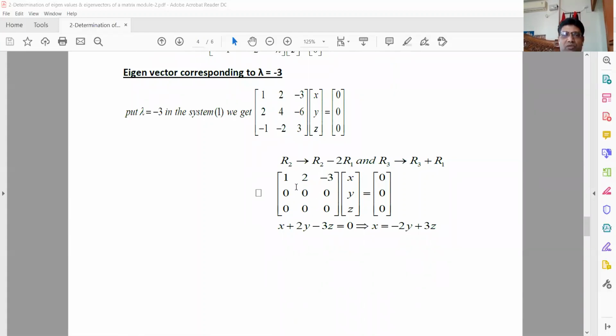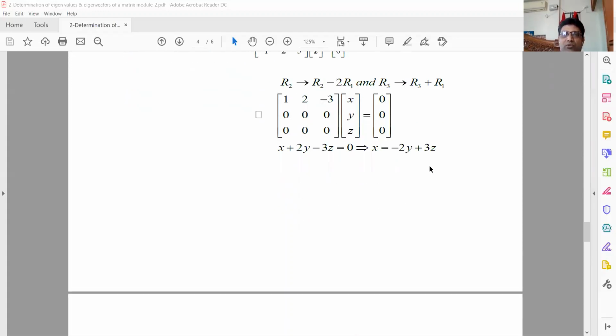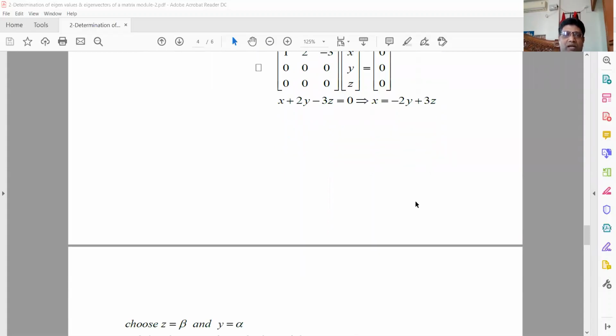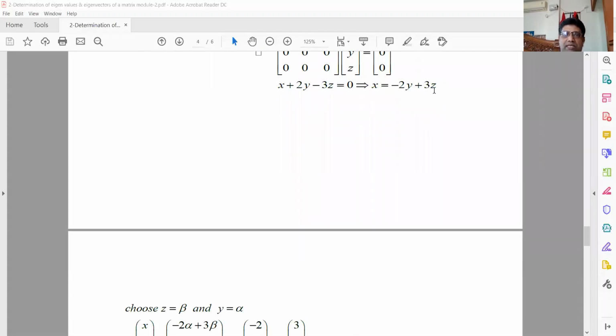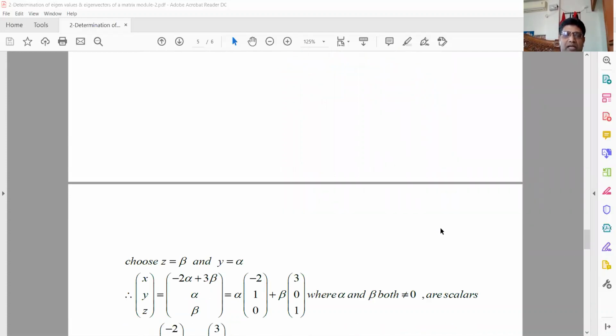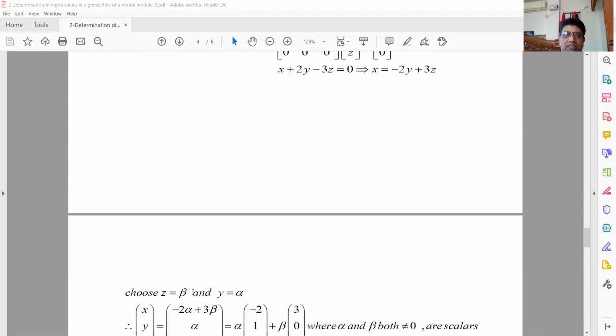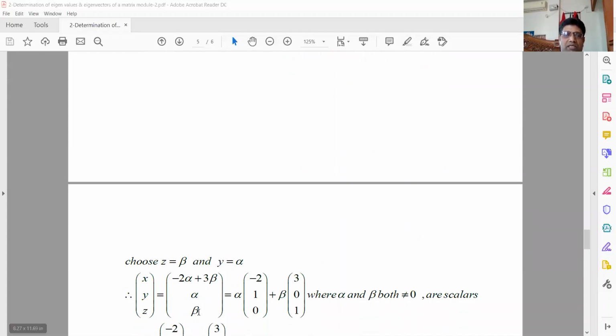By back substitution, we got x plus 2y minus 3z equals 0. From this, x is minus 2y plus 3z. So here I have to choose y and z. I am choosing z as beta and y as alpha. Then I will get xyz equals to, so I selected y is alpha, z is beta.